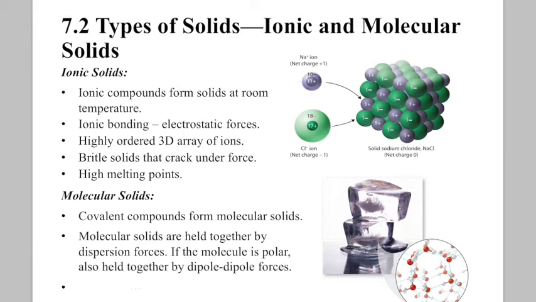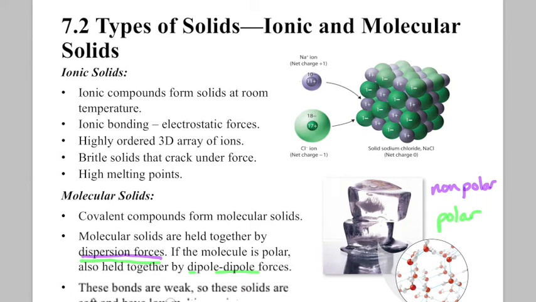If you do have a polar molecule, so last chapter, chapter 6, we would have talked about how you figure out if your covalent compound is polar. If you do have a polar compound, then they're going to be held together not only by these weak dispersion forces, but also by slightly stronger dipole-dipole forces. Okay, so non-polar solids are only held together by dispersion forces. So let's say non-polar, held together by those dispersion forces. If you have a polar compound, it's going to be held together by both dispersion forces and dipole-dipole forces. These are still relatively weak bonds, especially compared to ionic bonds. So molecular solids have relatively low melting points, and they're soft. They're not terribly hard materials.